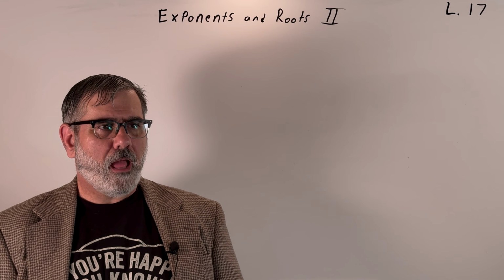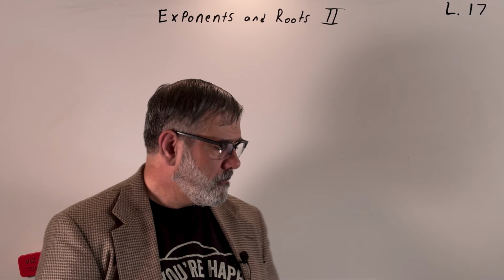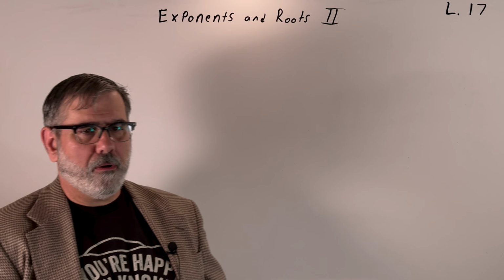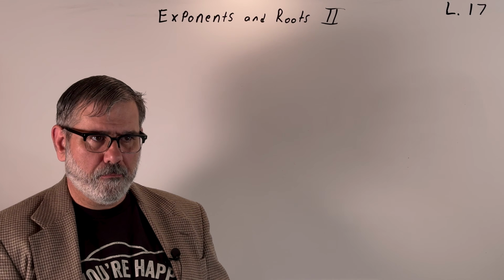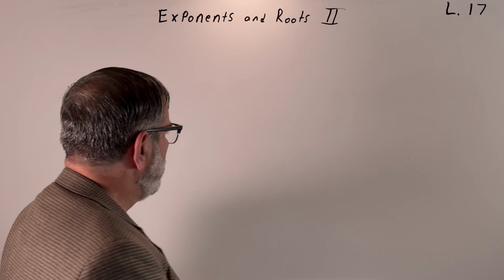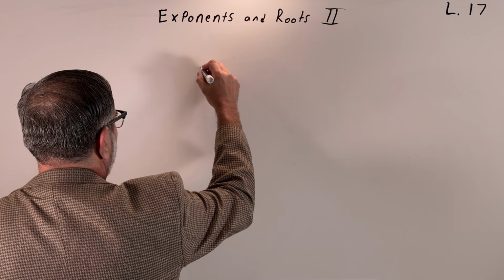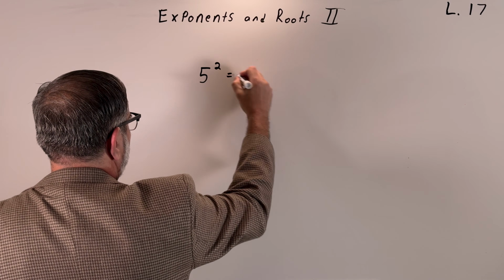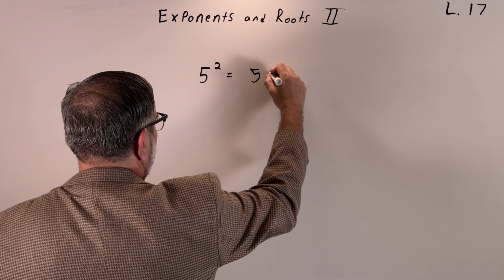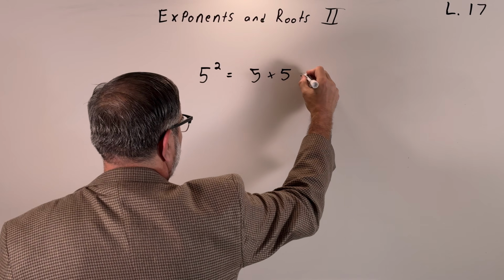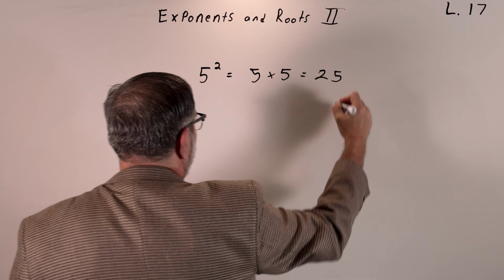Lecture 17, Exponents and Roots, Part 2. We'll also be talking about order of operations at the end of the lecture. But first, let's review what we learned last time. We learned things like 5 squared. This means 5 times 5, which of course is 25.